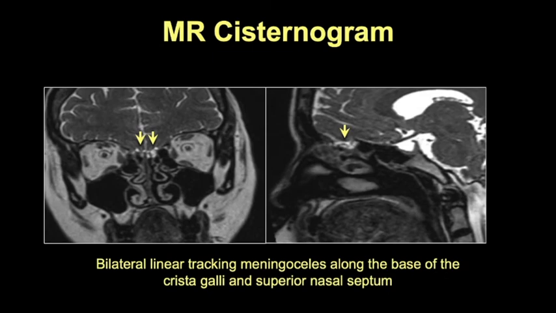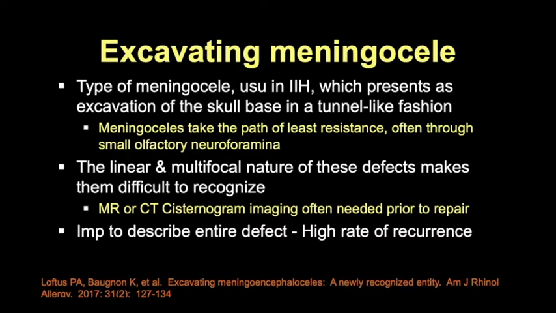Well, we recommended an MRI cisternogram due to the polypoid soft tissue and suspected meningocele. And in this case, again, you can see bilateral linear tracking meningoceles along the base of the crista galli and superior nasal septum. So that was an example of an entity known as an excavating meningocele, which is a type of meningocele we can see in IIH in which there is excavation of the skull base in a tunnel-like fashion, often but not always taking the path of least resistance through the olfactory neuroforamina.